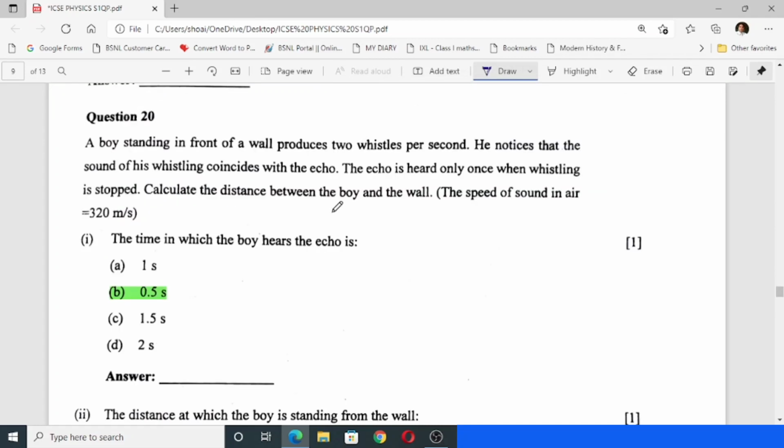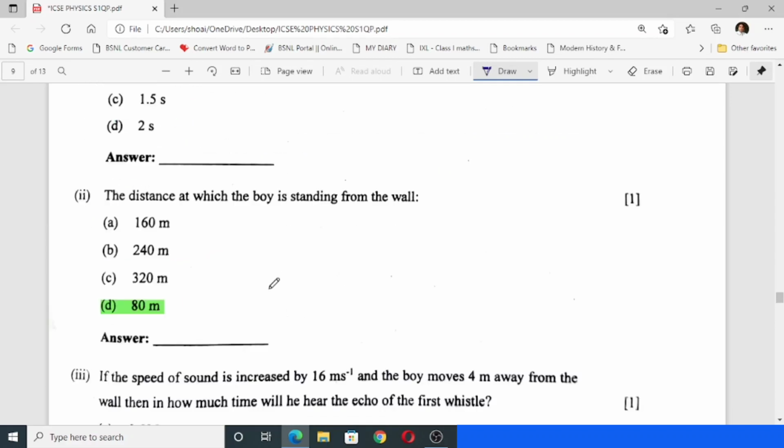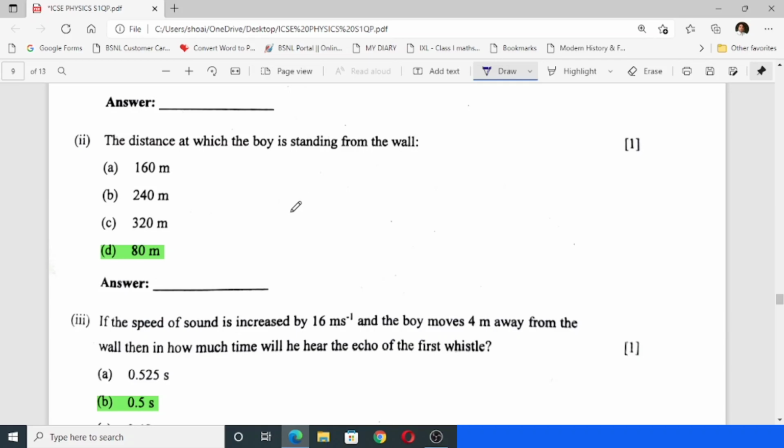Then number 20, read it, and the answer for question number 21 is B. Children, whichever answers are highlighted in green is the correct answer. Then question number 22, the distance at which the body is standing from the wall. The answer is D.